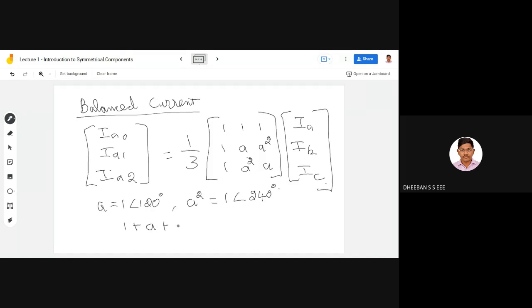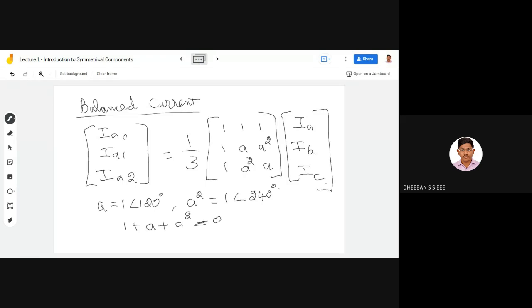Another thing you have to know is that 1 plus a plus a square will always be equal to 0. If you substitute the complex values, you'll be able to get it. While doing the problems, this will be somewhat easier for you.